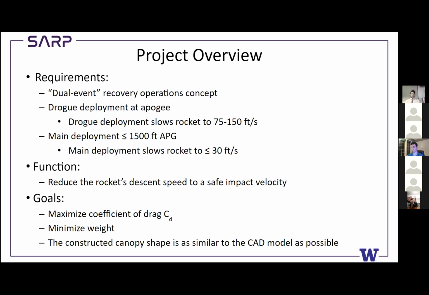So our job is to get the rocket back down safely. Some of our goals are to maximize the coefficient of drag, to minimize weight, and to have the constructed canopy shape be as similar to the CAD model as possible.